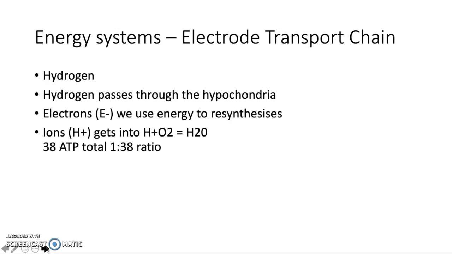Cristae fold into the mitochondria, and hydrogen gets split into ions H+ and electrons e-. The electrons e- are where we use the energy to resynthesize 34 ATP. H+ combines with O2 to make H2O. That is 38 ATP in total, which is a 1:38 ratio.